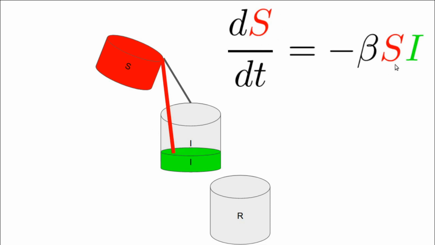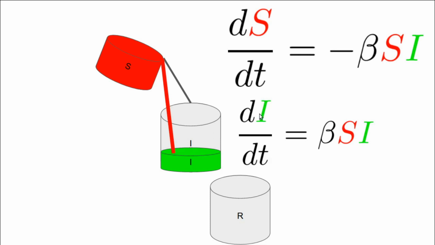It depends both on S and I. But how do we know how quickly we're filling up the infected bucket? Well, this bucket's loss, the red bucket's loss, is the green bucket's gain. So I know however quickly I'm pouring out of the top bucket, that's how quickly I'm filling up the middle bucket. So the middle bucket's rate of change is not negative, but positive because it's filling up, and it is just the same amount.